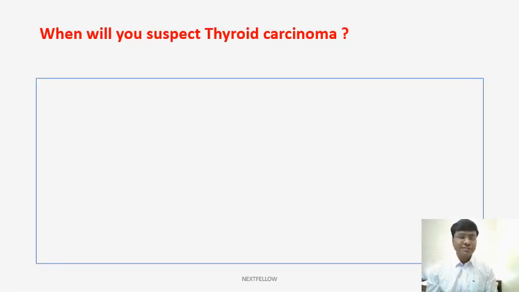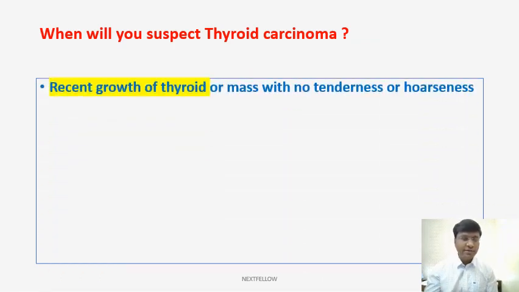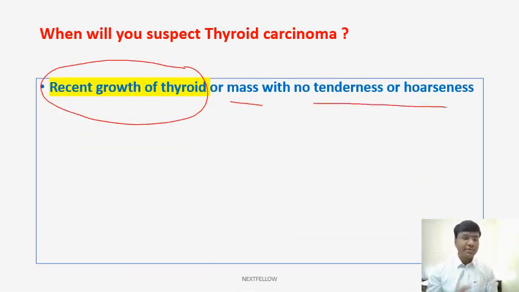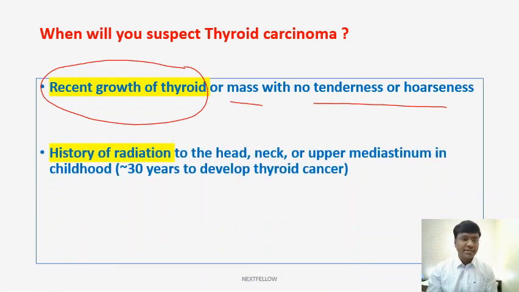Now, when will you suspect the development of thyroid carcinoma? Number one, there should be recent growth of the thyroid or a mass with no tenderness or hoarseness. There should not be any tenderness and there should not be any hoarseness. There should be recent growth of the thyroid mass, and a history of radiation to the head, neck or upper mediastinum in childhood. That is also one of the suspicious things that the individual might have developed thyroid carcinoma.